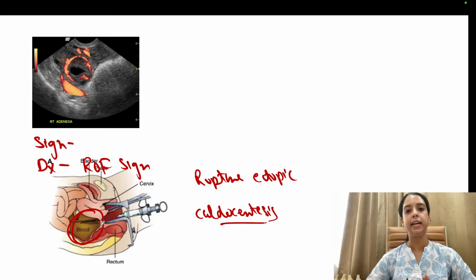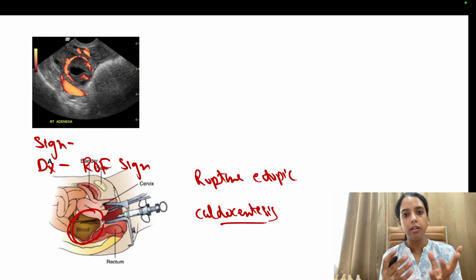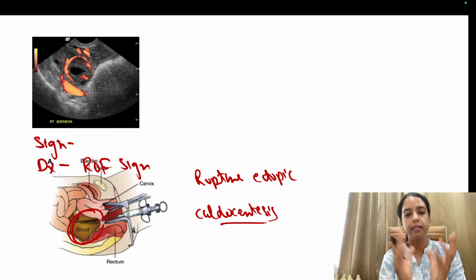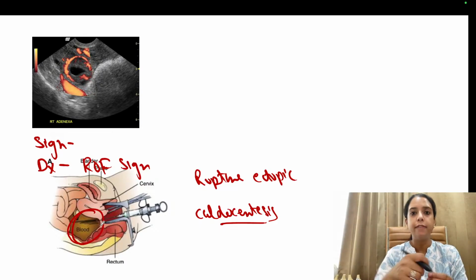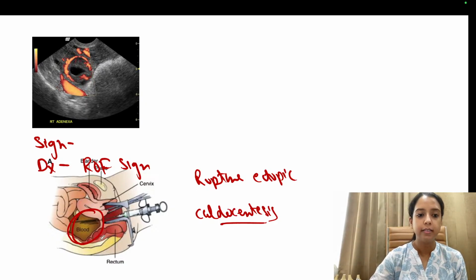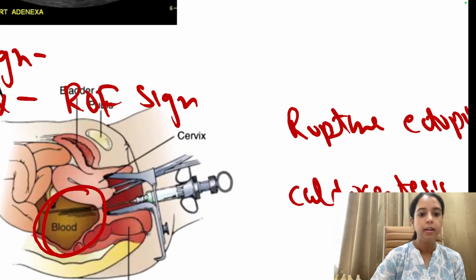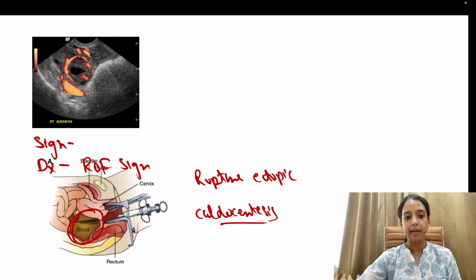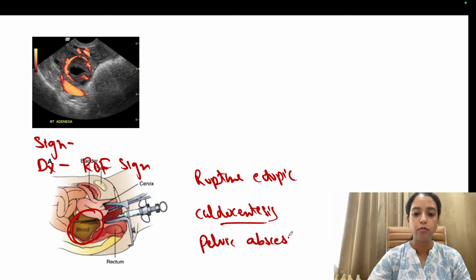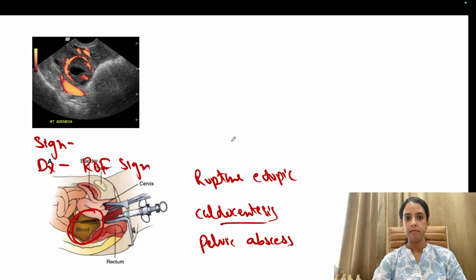See, when a woman is standing, if there is a rupture ectopic, all the blood will collect in the most dependent area. The most dependent area is the pouch of Douglas, that cul-de-sac. So if I can suck out blood from that part, it means it is ruptured. Culdocentesis is this procedure, where a needle is inserted into the pouch of Douglas. It is done for ectopic pregnancy, and sometimes also for pelvic abscess. If there is a pelvic abscess, that can also be diagnosed using culdocentesis. Okay?